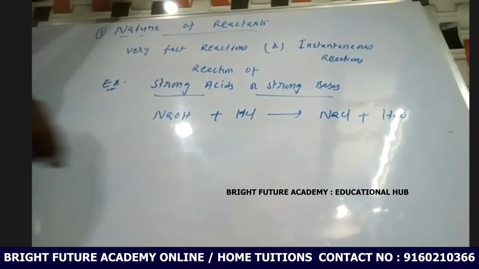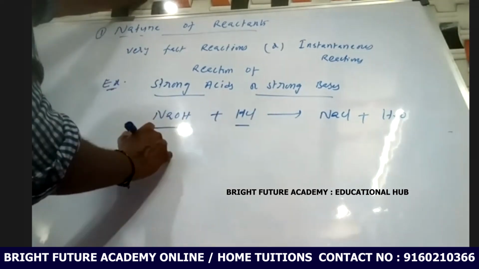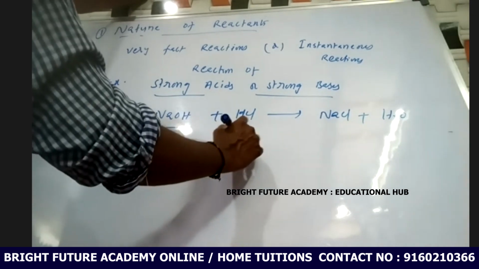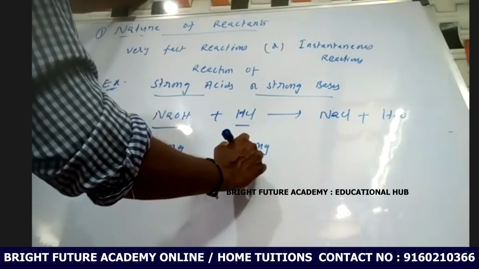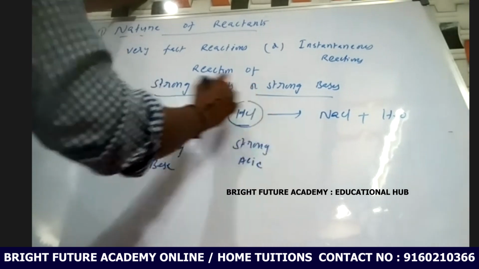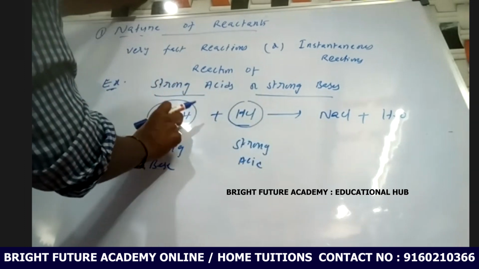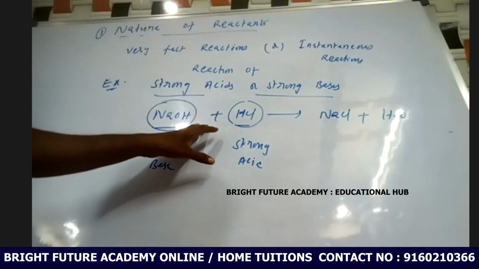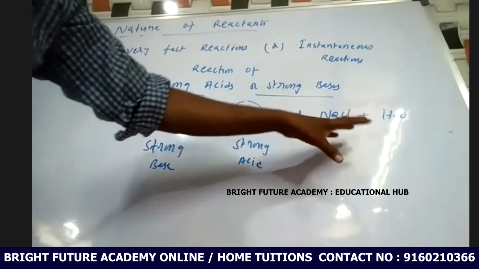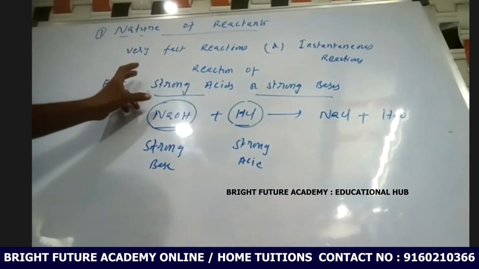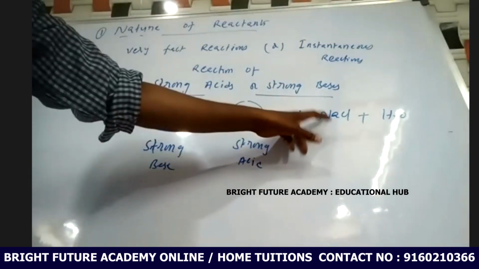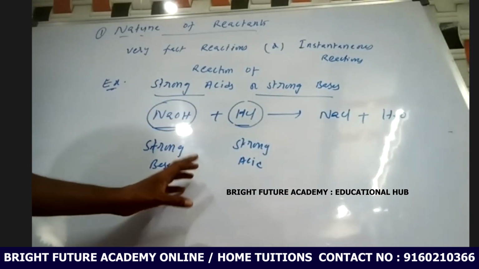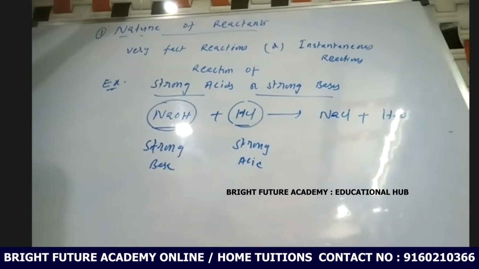Here NaOH, sodium hydroxide, is called a strong base. HCl, hydrochloric acid, is called a strong acid. Both react with the formation of NaCl, sodium chloride, and water. This is the general equation of a neutralization reaction. This is a salt, a neutral product will form, so this is also called a neutralization reaction. Then one more example can be taken, no problem.